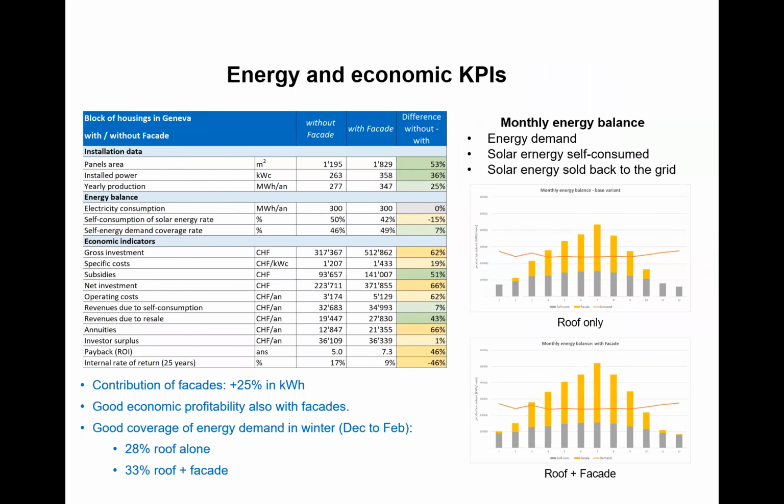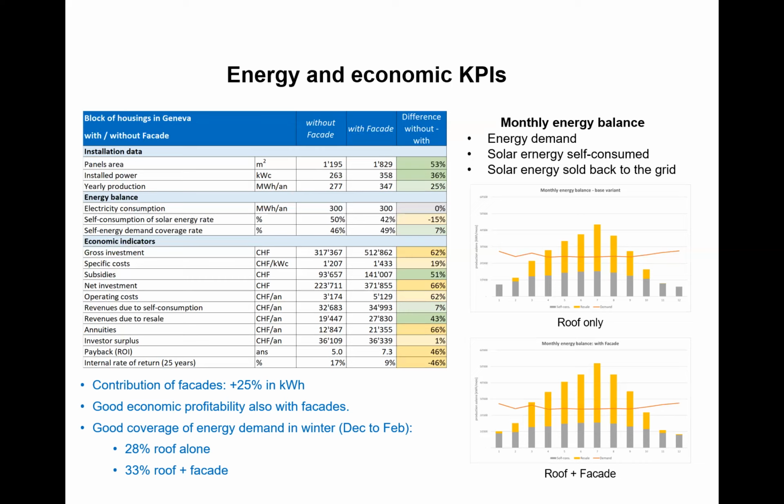Then is the global results. So it is economic and technical analysis. We compare without facade, so just roof, and roof plus facade, with some key performance indicators like the production, the total power installed, self-sufficiency, cost, profitability, like payback, etc. So many indicators. So you can see also the benefits of using facades. We improve the self-sufficiency. The payback is not so bad, even using facades. We increase the production by 25%.